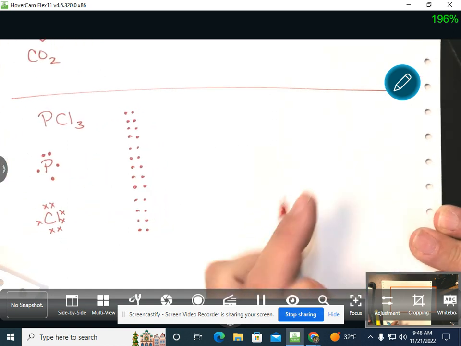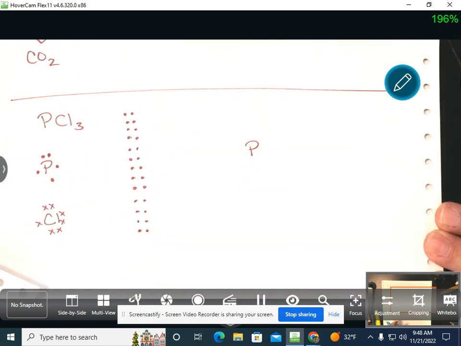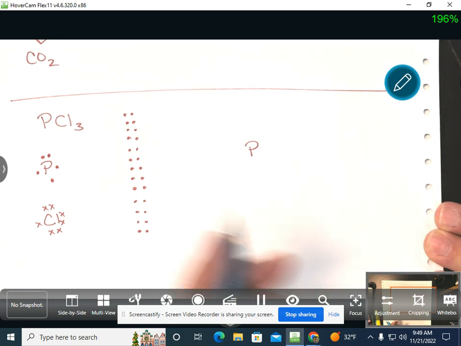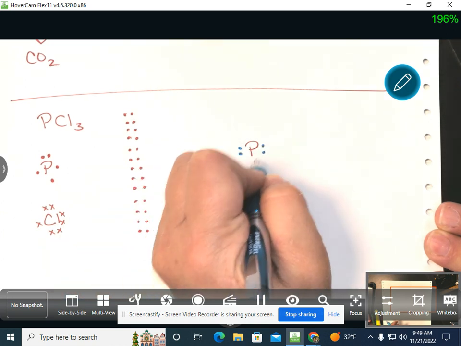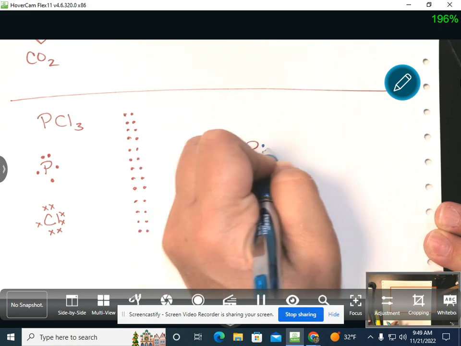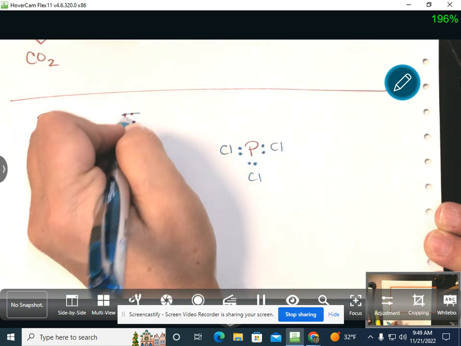All right, so let's do P in the middle. Let's glue the chlorines on. Doesn't matter where you glue them on. So let's put a chlorine, and a chlorine. That used up 3 pairs.